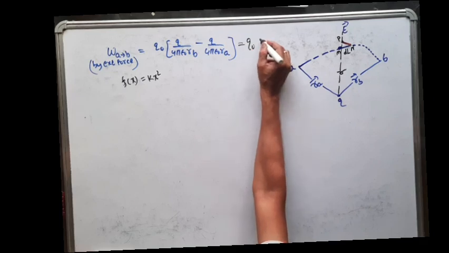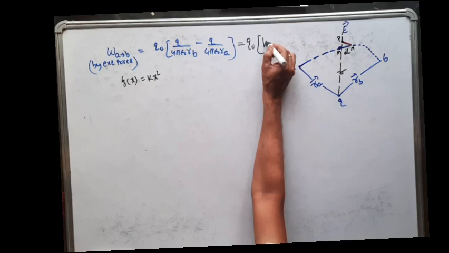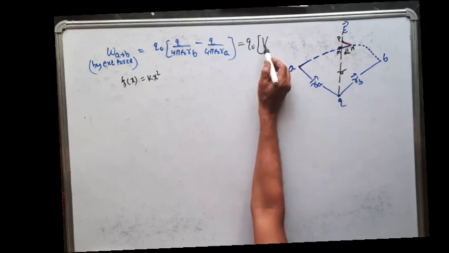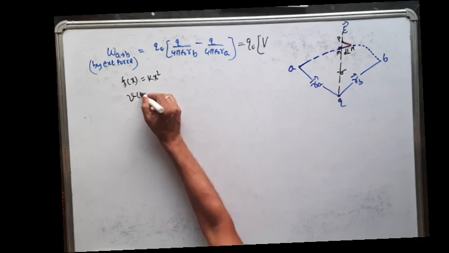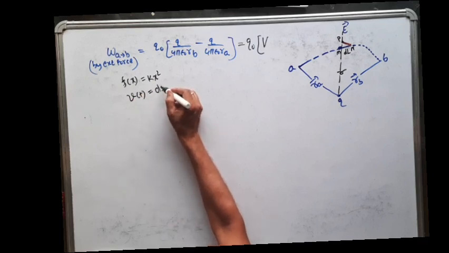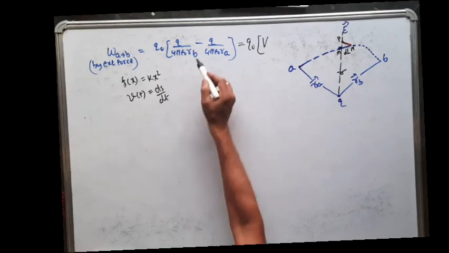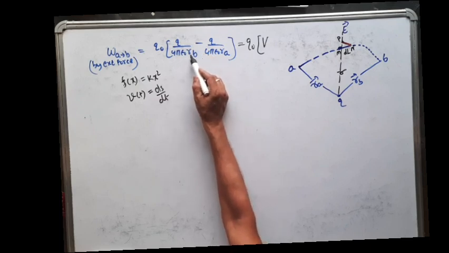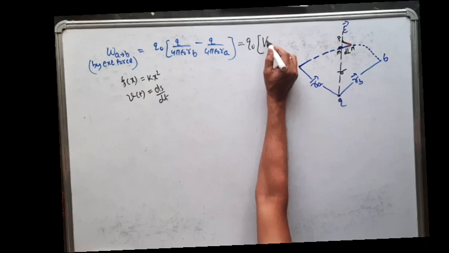So this function, Q naught into, I can say it is a function which is represented by V. Just like velocity is equal to ds by dt, so this velocity is a function which depends upon time. Similarly, this is a function which depends upon R. So here this function name is V, and that function is called potential function.